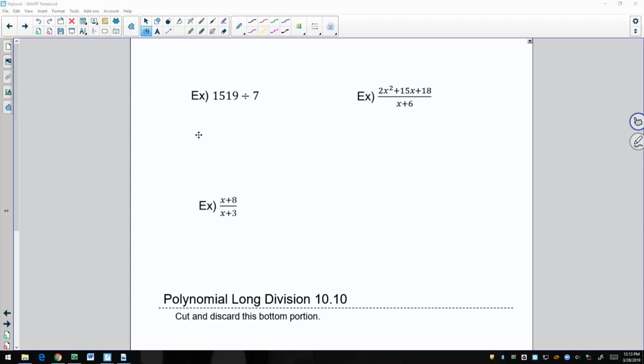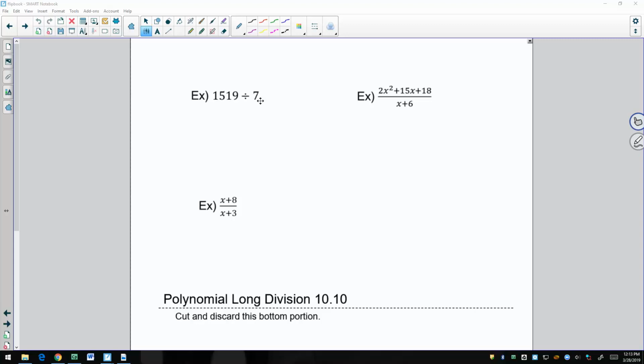This video is on Unit 10, Lessons 10 and 11. So Lesson 10 deals with polynomial long division. Before we begin with polynomial long division, we're going to go over how to just do long division with numbers. When you're doing long division with numbers, we usually set it up in this way.